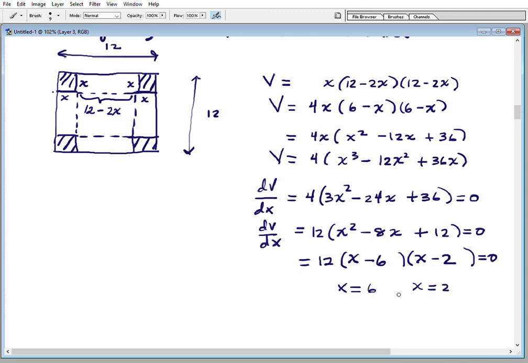Which one is it? One of these is the one that maximizes the volume. Which one do you think it is, 6 or 2? Which one makes sense? Just by looking at the picture. Remember, it's 12 inches top to bottom.